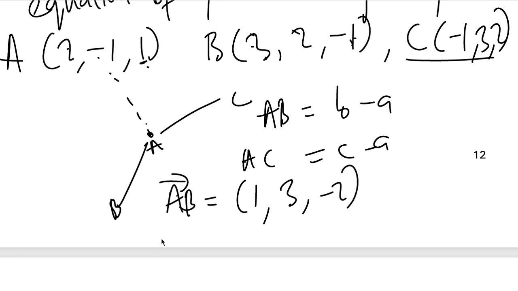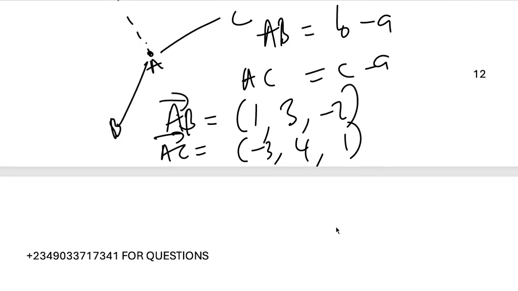And then for AC, what are we going to have? It's simply going to be C minus A. So negative 1 minus 2 is going to be negative 3. And then 3 minus negative 1 is going to be 4. And then 2 minus 1 is going to be 1.